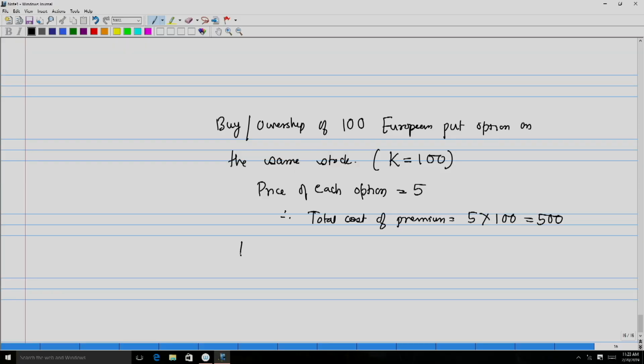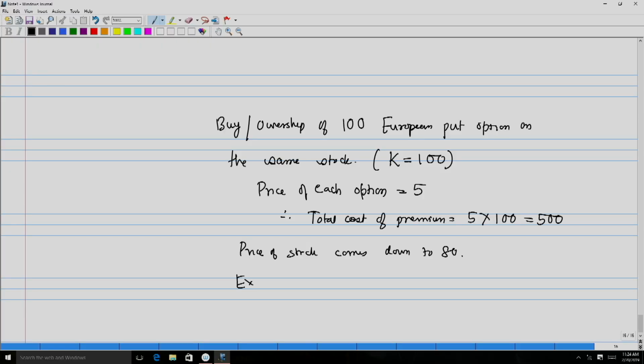Now, suppose that a loss has happened. For example, suppose that the price of the stock comes down to 80. If I had not taken the put option, I would have already purchased the stocks for 10,000 and I would have to sell them for 8,000, resulting in a loss of 2,000. However, since I have purchased the put option, now that I observe that in the market the price is 80, I decide that I am going to exercise at K equal to 100 and receive 10,000.